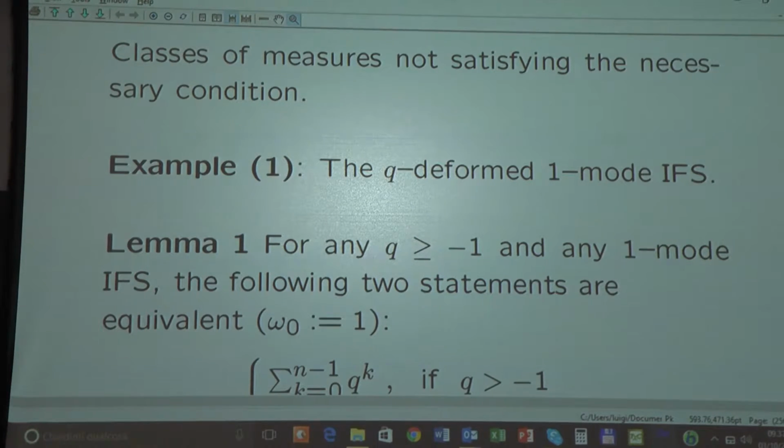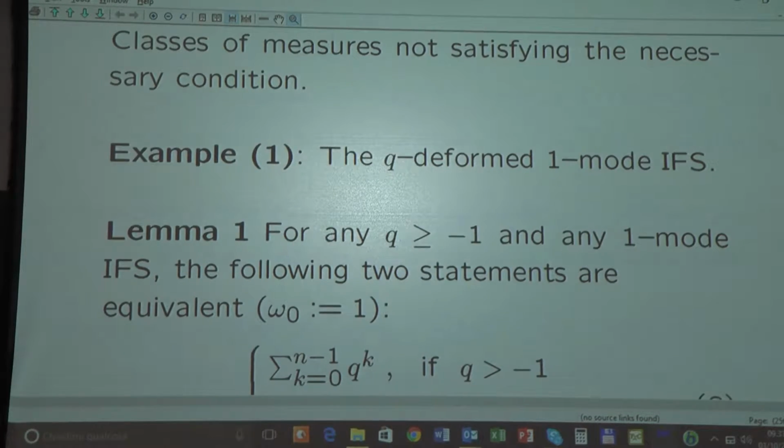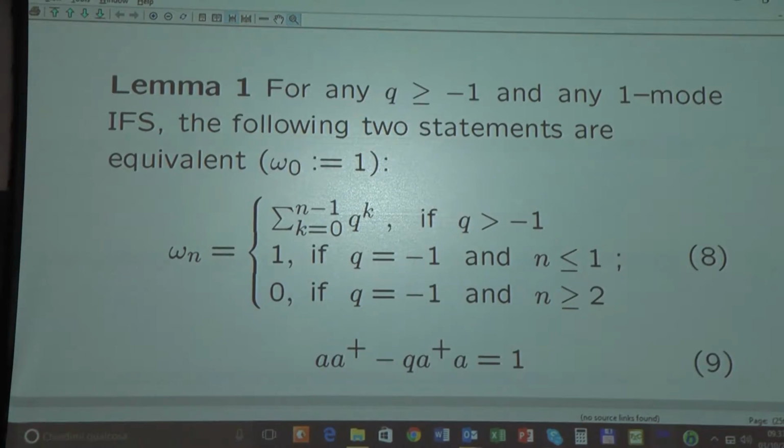There are classes of Jacobi sequences which do not satisfy the necessary condition. So they don't satisfy a difference equation. It means the sequence omega n is not of polynomial type. And this is the Q-deformed case, and there are many very interesting Q-deformations. The standard Q-deformation corresponds to the choice of omega n to be exactly like this. But this forces the parameter to be real, and in this case, positive.